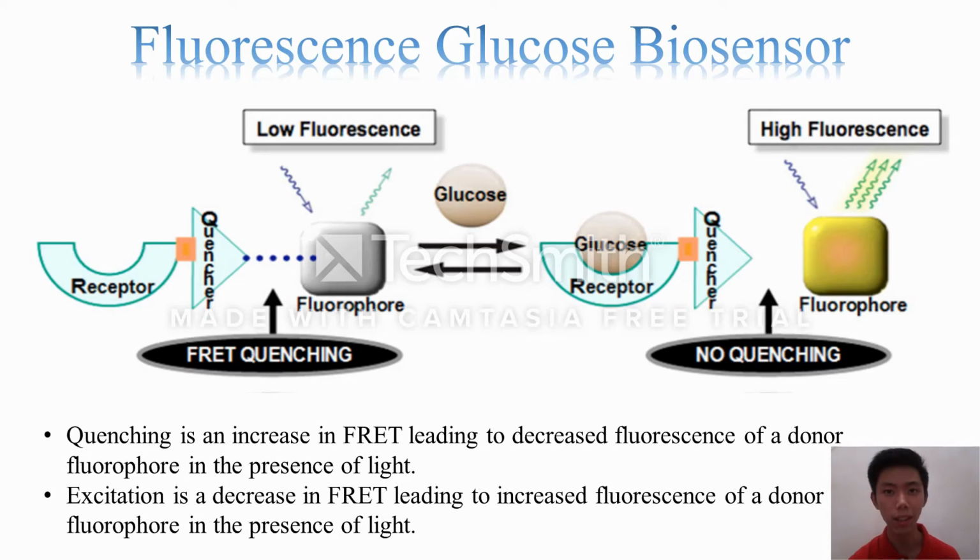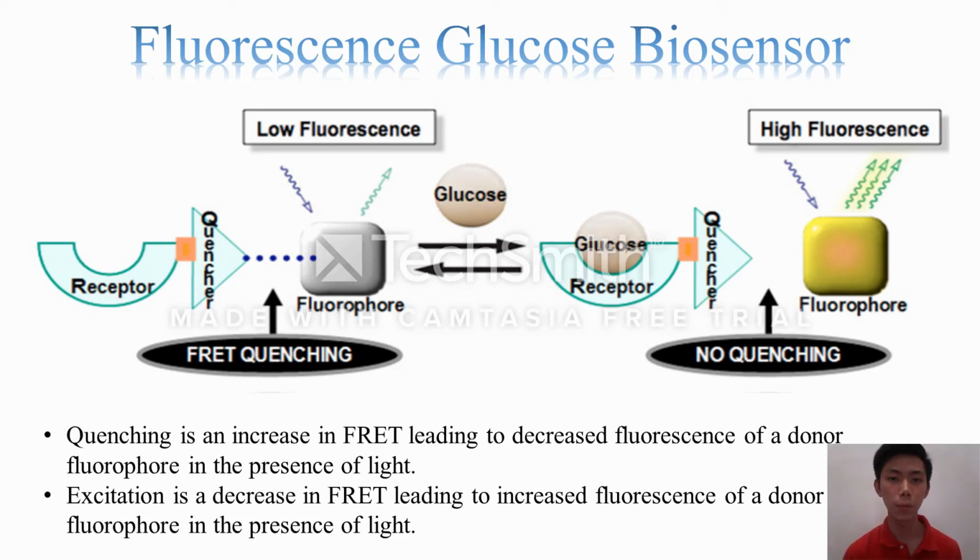In this glucose biosensor, there are two components. The first one is the acceptor, and the second one is the fluorophore, or what we call the fluorescence component. When there is the presence of glucose, the glucose will bind to the acceptor, and this will induce a structural change that brings the acceptor and the fluorophore farther apart. In this case, the fluorescent resonance energy transfer, or FRET, will decrease. It is defined as the energy transfer between two light-sensitive molecules.